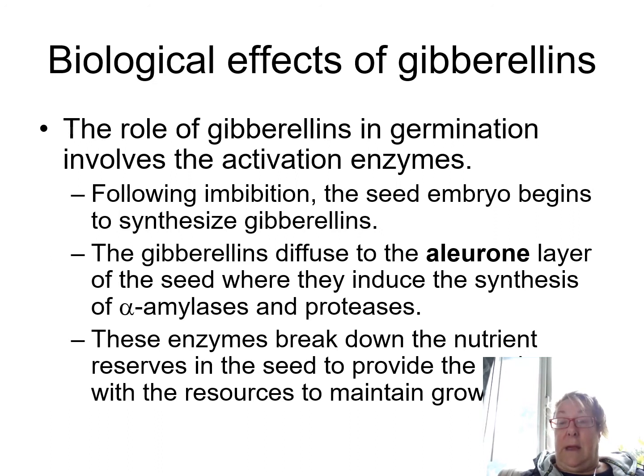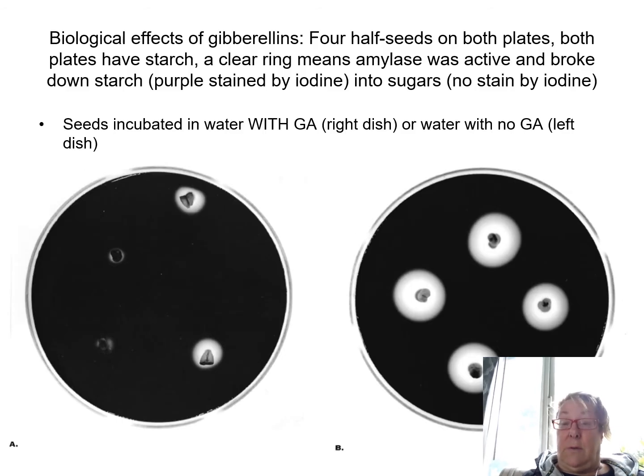During seed germination, the aleurone layer of grain cereals releases amylase. The amylase converts starch to sugar, and the embryo then grows.